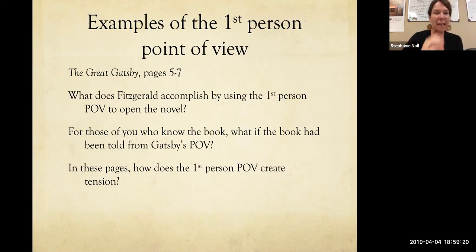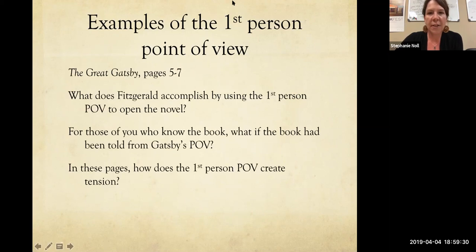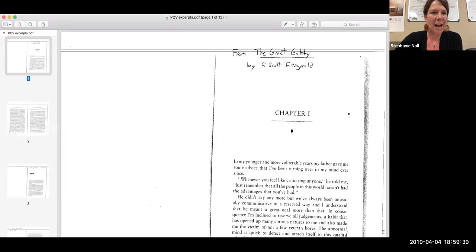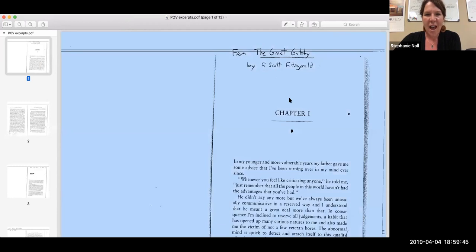Okay, let's look at those Gatsby pages, and let me try, whoops, no, I don't want to do that, but I have to. Okay. Oh, sorry, okay. Okay, sorry.